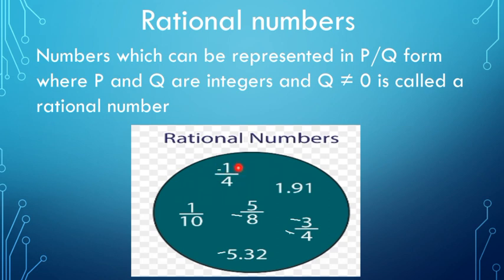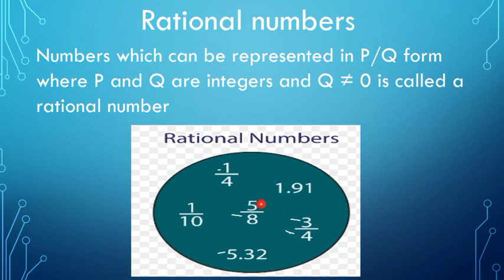Minus 1 by 4: p is minus 1, q is 4. 1.91: you might be wondering, this is a decimal, how is this a rational number? As I have taught you, the number of places the decimal shifts in the numerator, the same number of places it shifts in the denominator. So 1.91, 2 places to the right, and in the denominator 1, also 2 places to the right, gives 191 by 100. So p is 191, q is 100.